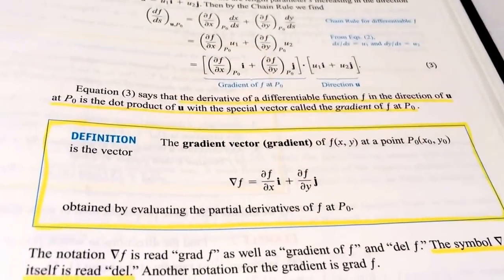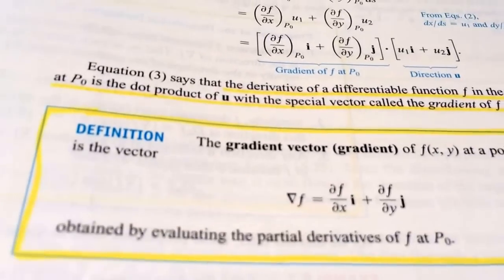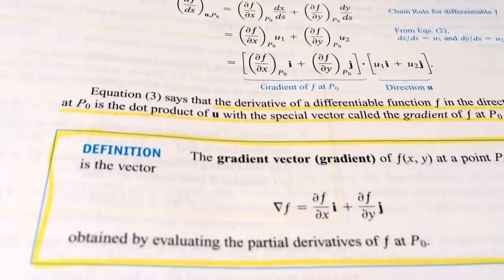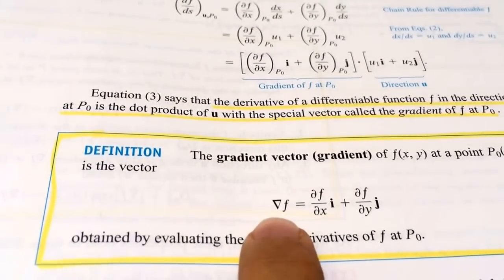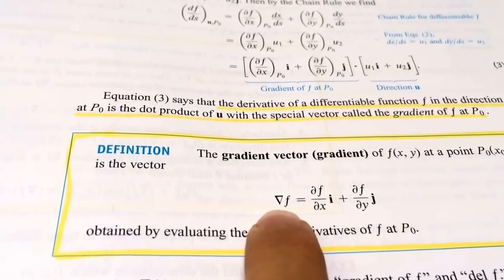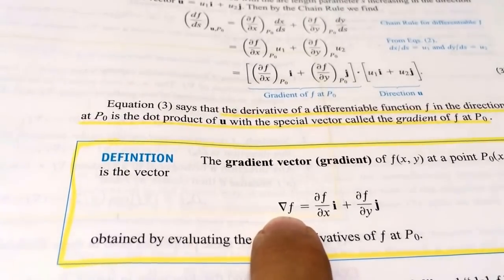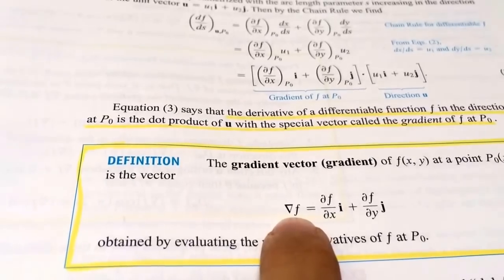All right, so notice here, it's hard to tell, but this is called del. It's del, but it's a vector. So you can't tell, but it's bold.